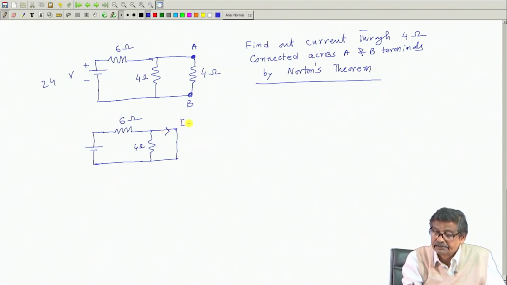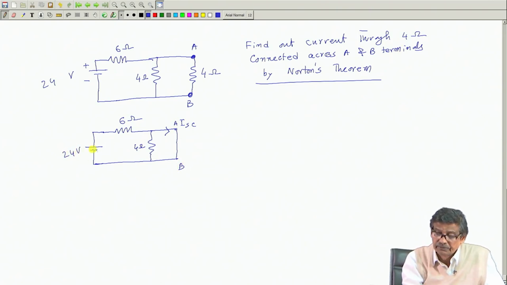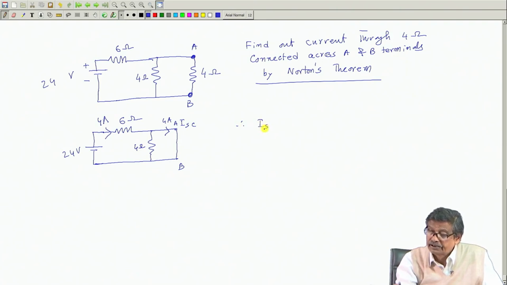This is ISC, A and B. And what will be the value of this current? Very simple. Here the equivalent resistance is 0. So, 24 by 6, 4 ampere will flow, and this 4 ampere will flow all through, is not? Therefore, I will say short circuit current is 4 ampere. It can be easily calculated.